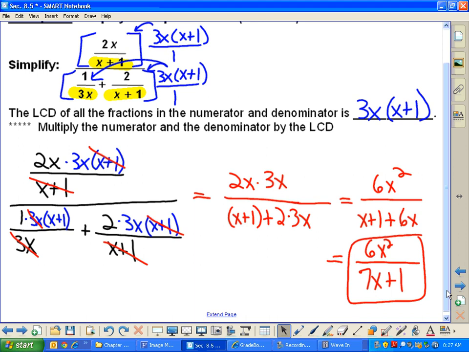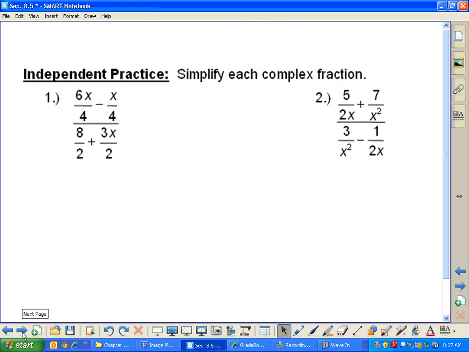We use this particular skill quite a bit in section 8.6. So those are our two methods for simplifying a complex fraction. Now I'm going to give you just a few minutes to try a little bit of practice, and then I'll go ahead and post your answers for you.